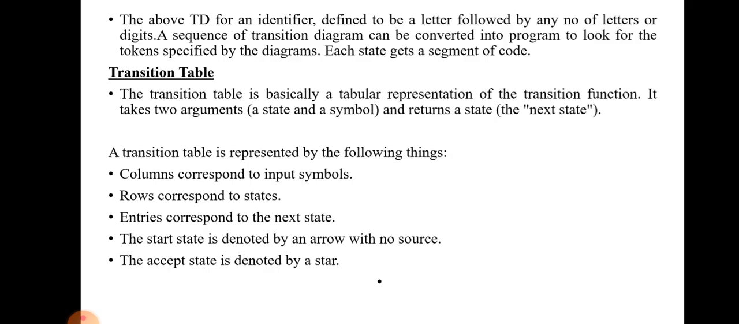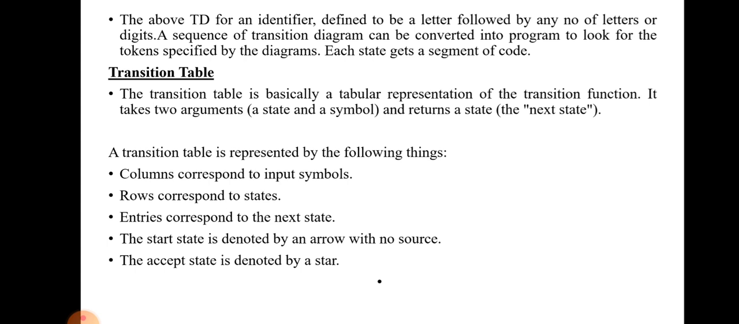So the second type of recognition of token is the transition table. It is a tabular representation of the transition function or transition diagram. The transition table is represented by the following techniques. One is that columns represent the input symbols. Rows represent each and every individual state. Entries correspond to the next state.